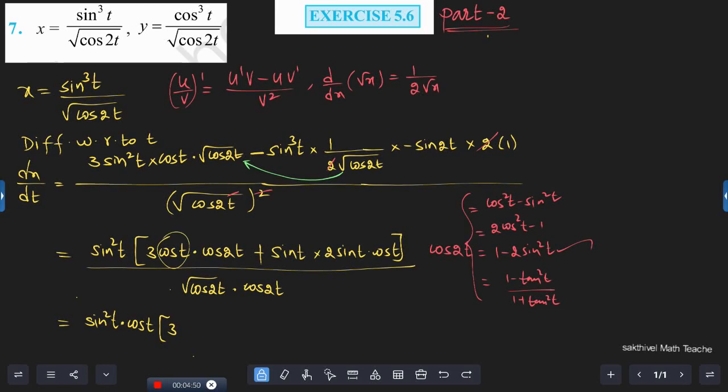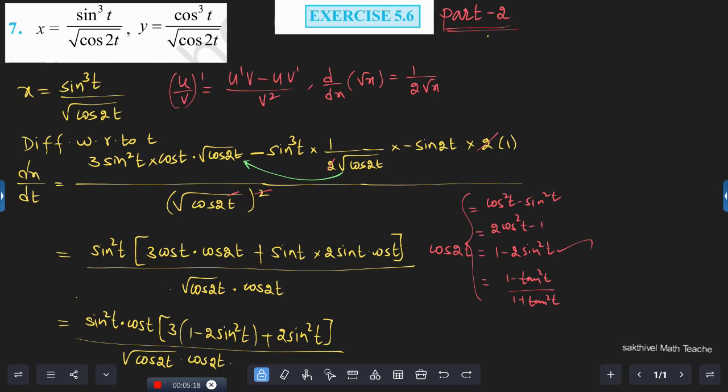This one I took commonly outside. For cos 2t, I'm going to apply 1 minus 2 sine square t. This cos we have already taken outside. So sine into sine square, but 2 sine square t I'm getting, whole divided by, in the denominator, square root of cos 2t into cos 2t.